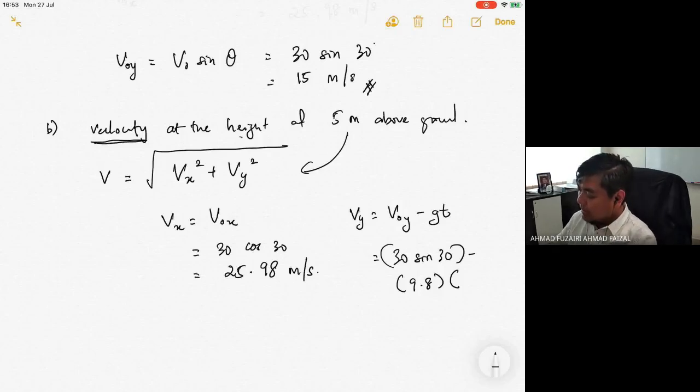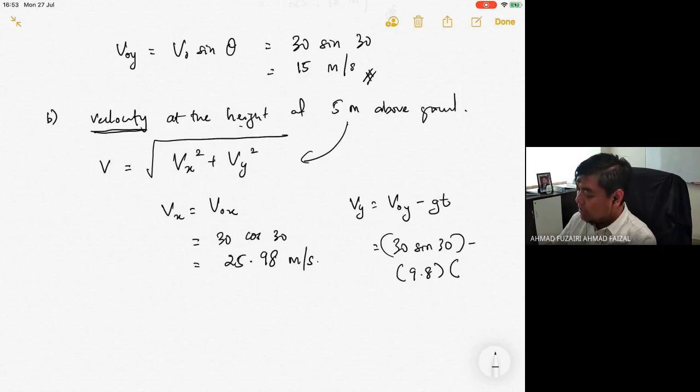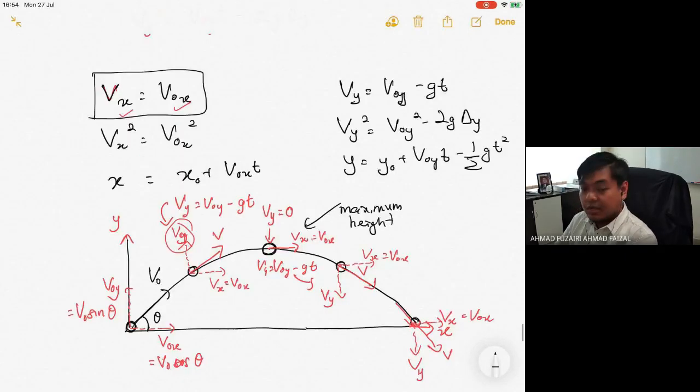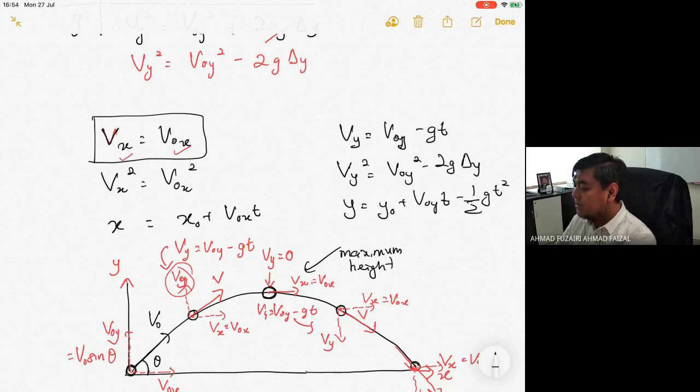If I try to use Vy equals V naught Y minus GT, then I may have a problem. Why? Because the question doesn't give you T. This question doesn't have T at all. So how do we solve for T? That's why I cannot use Vy equals V naught Y minus GT. Instead of this equation, we should use another set of equations. Please try to not involve T when you're dealing with this kind of equation.